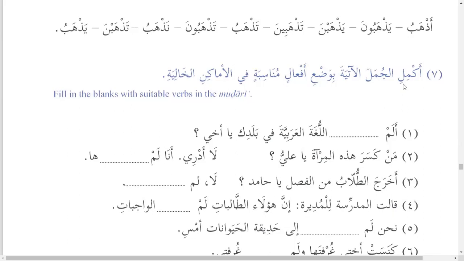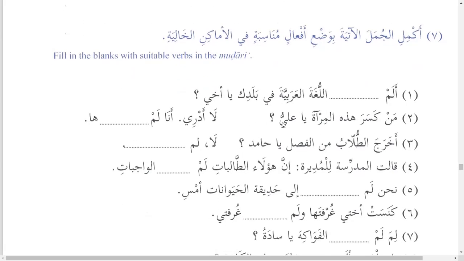You complete: akmil al-jumal al-atiyata. And we know al-jumala al-atiyata, they are mansub because akmil carries also you. So it has subject and verb both. So whenever there is fi'l al-amr, the noun that comes after that will be mansub. I'm sure you remember that. Akmil al-jumal al-atiya bi-wad' af'al munasiba fi al-amakin al-khaliya, by putting the suitable verbs in the blanks. Okay, so fill in the blanks with suitable verbs in the present tense. Now we have to use the verbs from ourselves.